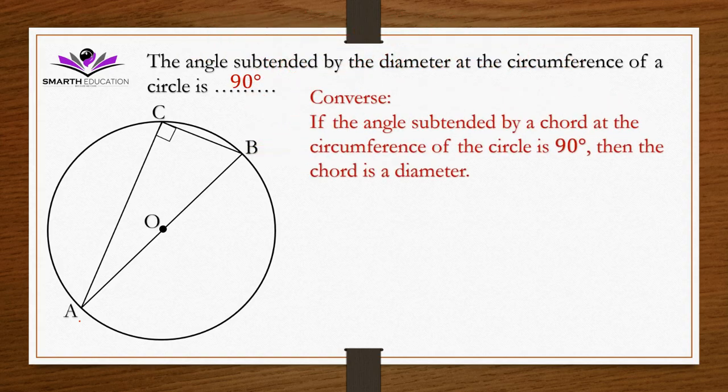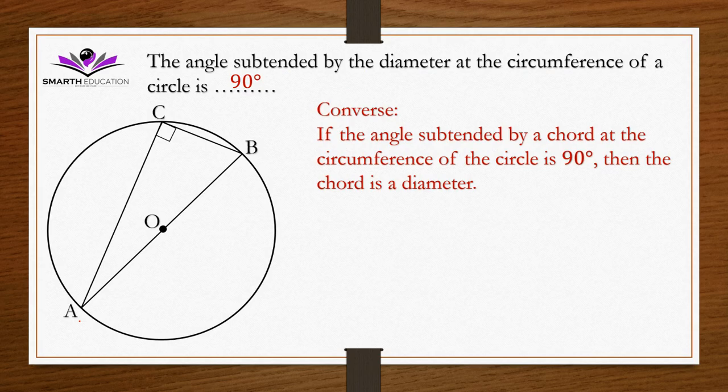Right. Before we do that, let's talk about the converse. So if the angle subtended by the chord at the circumference of the circle is 90 degrees, then the chord is a diameter. You see that? Then the chord is a diameter.